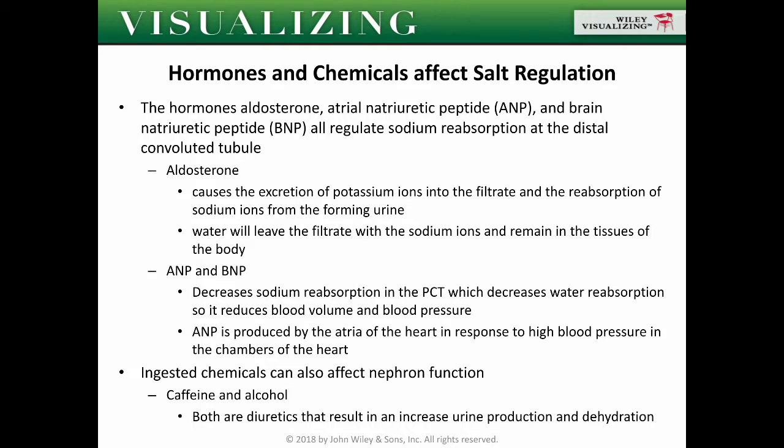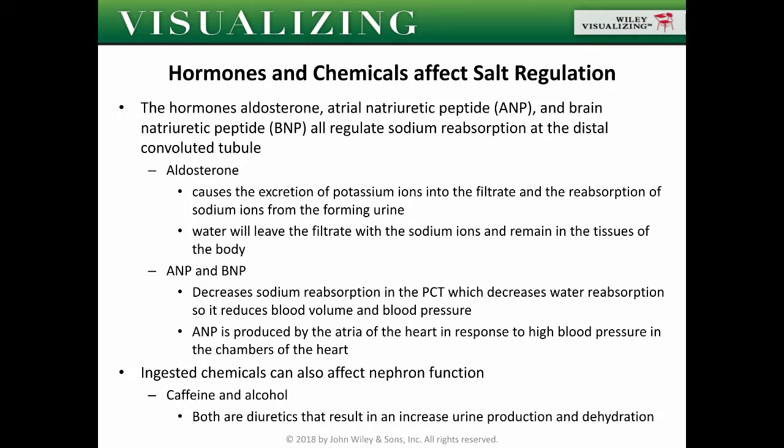Ingested chemicals can also affect the nephron function, such as caffeine and alcohol. Caffeine and alcohol are both diuretics that result in an increased urine production and may cause dehydration. When you look at it in a different way, if you love to drink coffee, you become more diuretic, so you tend to lose more water because of the coffee, especially high caffeine or caffeinated coffee, and in response you have the urge to drink more coffee.